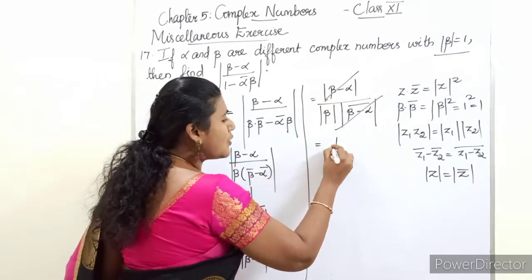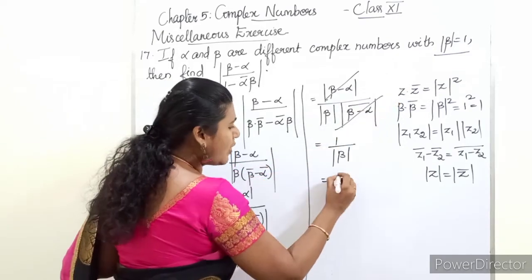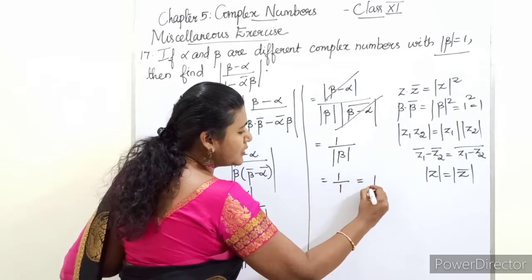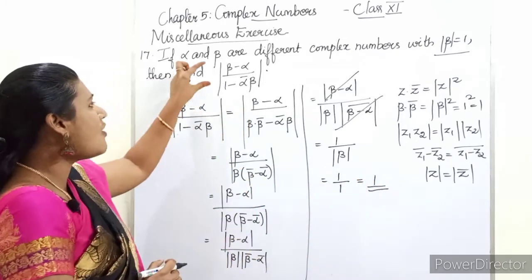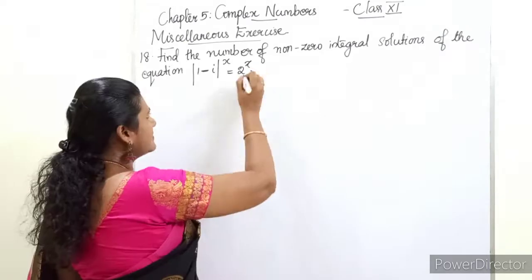So what you will get is 1 by modulus of beta. What is the mod beta value? 1. So 1 by 1 is equal to 1. So the value of this expression is 1. Now we will see the next question.